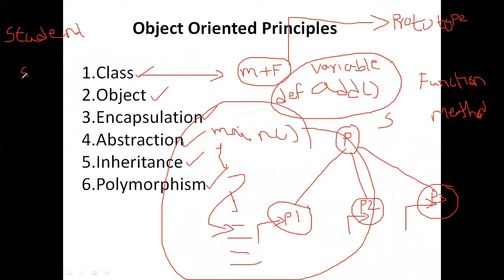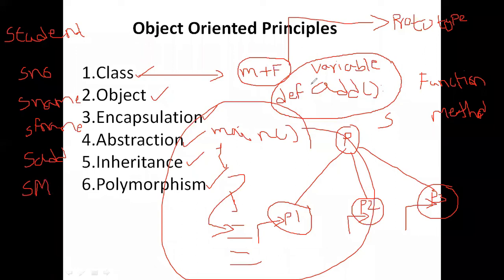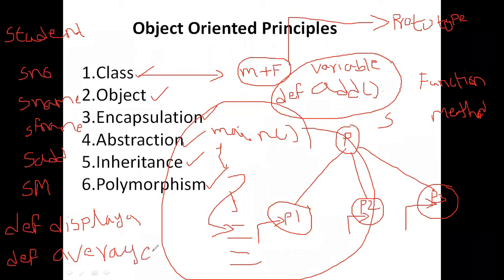Members are nothing but, for example, student number, student name, student father name, student address, student marks. All these are the members of that class. Coming to functions or methods, for example, I define a function known as display, which displays the details of the student. Similarly, I define a function to find the average of marks. These two are the functions.